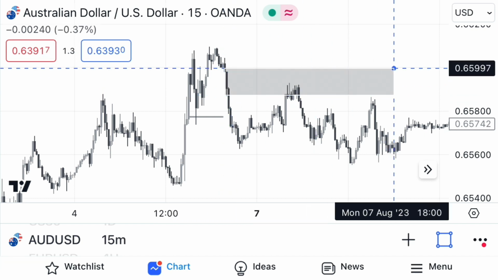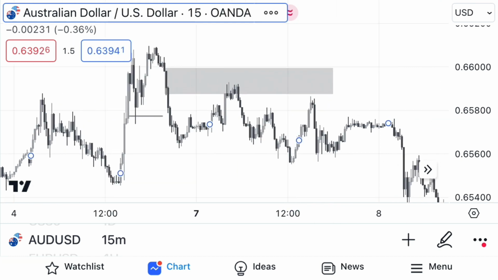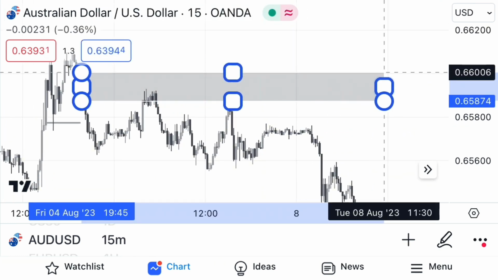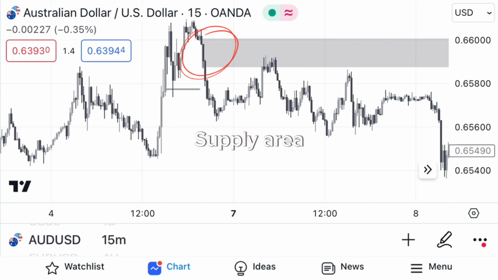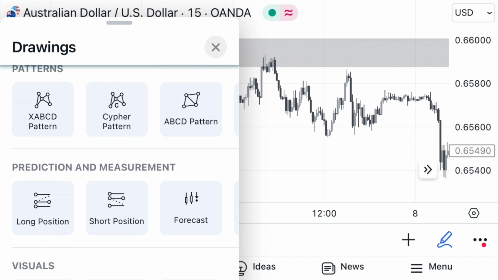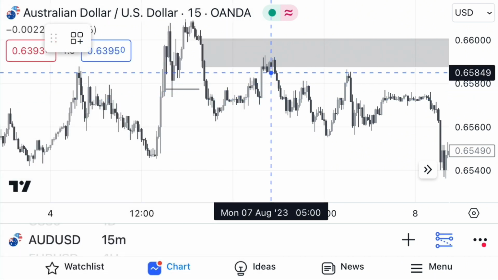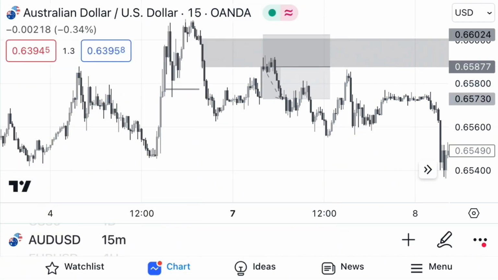For the supply and demand zones, I would like to make it a point that I usually target the first candle and the last candle in between the fair value gap, which is where I would take my trade, and always keep a tight stop loss.